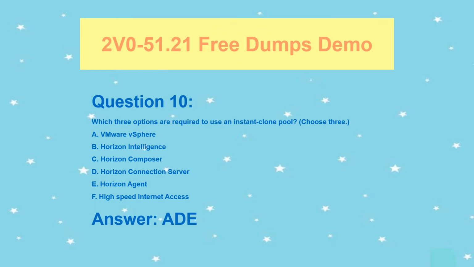Question 10. Which 3 options are required to use an instant clone pool? Choose 3. A. VMware vSphere. B. Horizon Intelligence. C. Horizon Composer. D. Horizon Connection Server. E. Horizon Agent. F. High-speed Internet access. Answer: A, D, E.